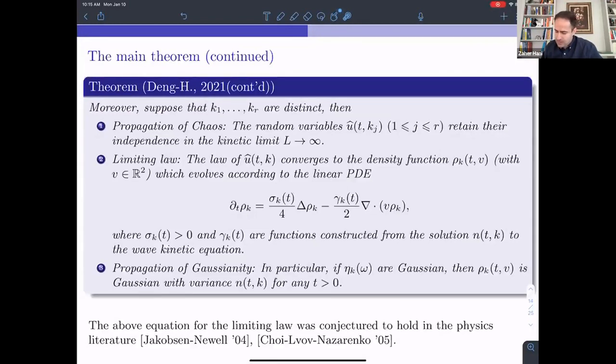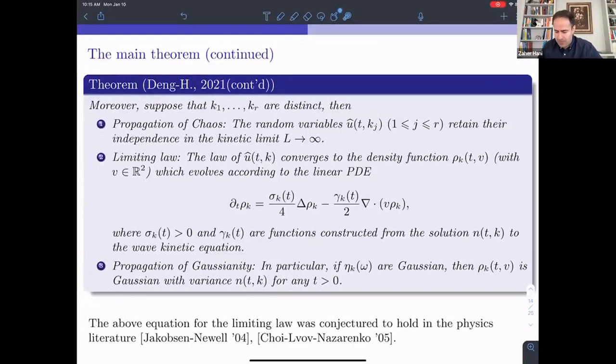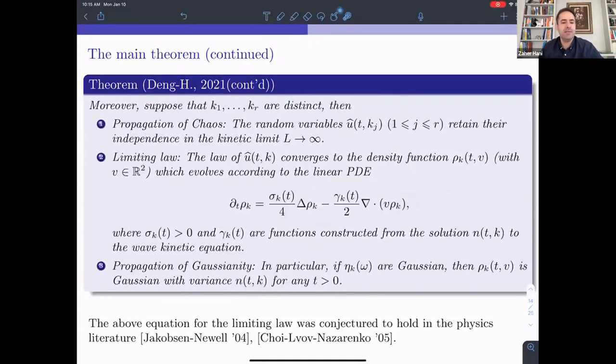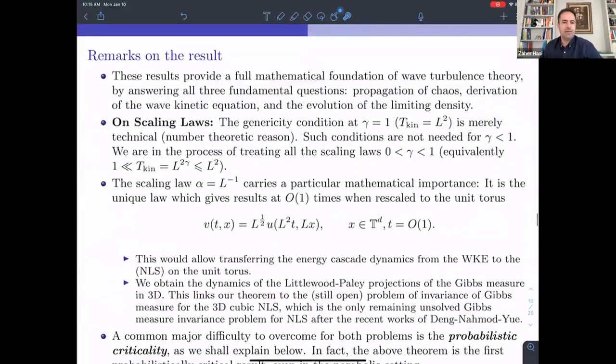And what kind of Gaussians? They are Gaussians, except that their variance is given by the solution of the wave kinetic equation. Okay, so after we proved those results, we were pleasantly surprised that this PDE that is satisfied by the density function was actually written in 2004 and 2005 in two separate works in the physics literature. So this was confirming some formal results in the physics literature.